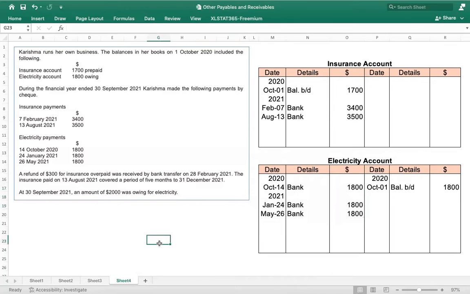right? Yes. So during the year we paid 300 extra actually for insurance. So that money is refunded. So when I paid, I wrote on the debit side, right? So the refund will come on the credit side. Clear? 2021 Feb 28.